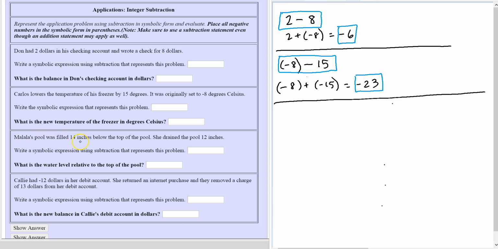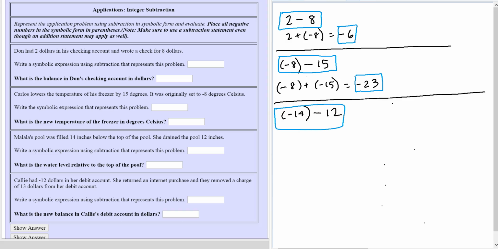Malayla's pool was filled 14 inches below the top of the pool. She drained the pool 12 inches. Write a symbolic expression using subtraction that represents this problem. Okay, and we're talking about the water level relative to the top of the pool. So it was initially 14 inches below the top of the pool, so that would be negative 14. And then she drained it 12 inches. So the draining, we're going to use subtraction, and we're going to subtract 12. Okay. So this is our symbolic representation.